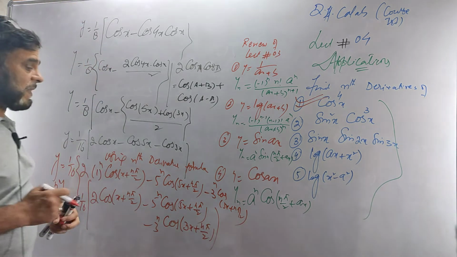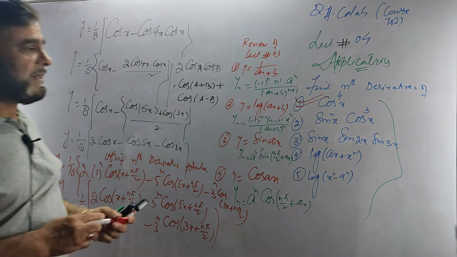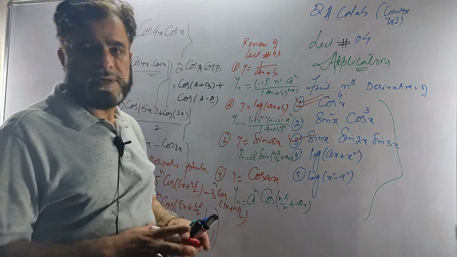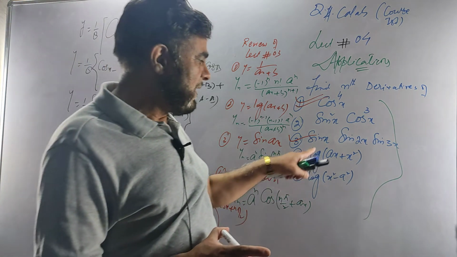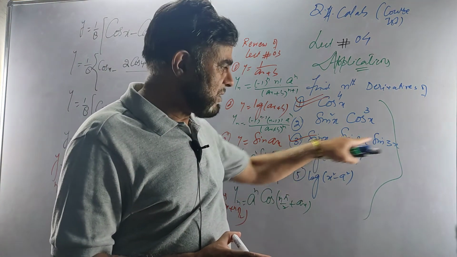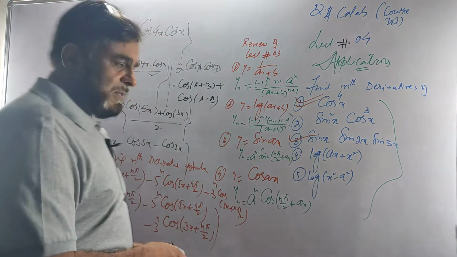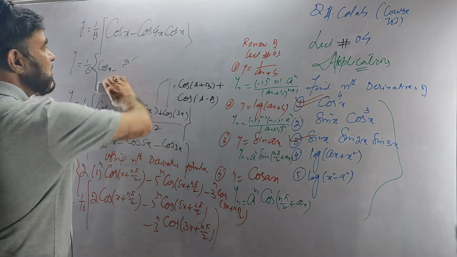Well, this is how we find the nth derivative when it was the product of 3 trigonometric functions. It is not necessary that you will have sine, sine, sine. You may have sine, cos, sine. You may have cos, sine. Now for that, what do you do? I will write all the 4 formulae of conversion of product into sum.